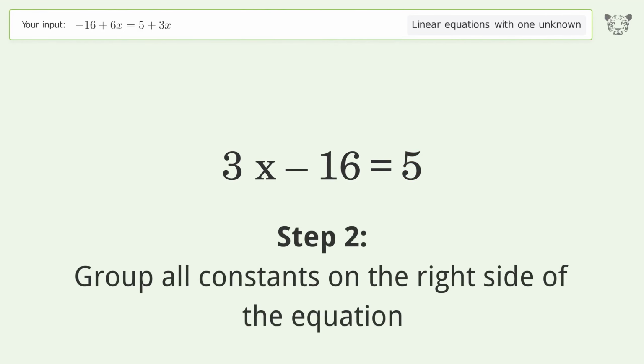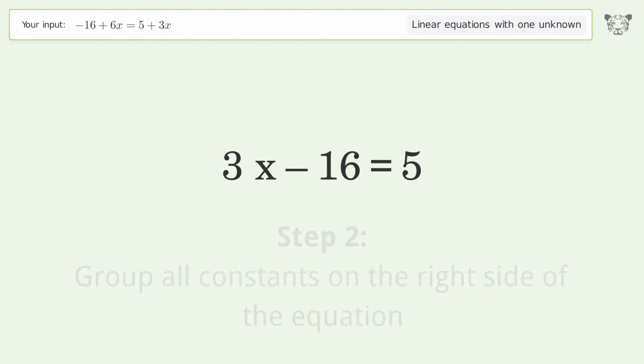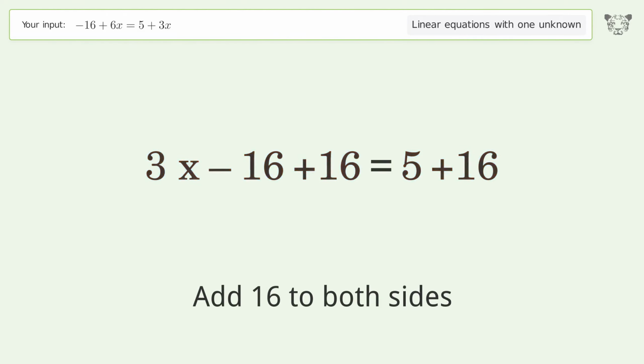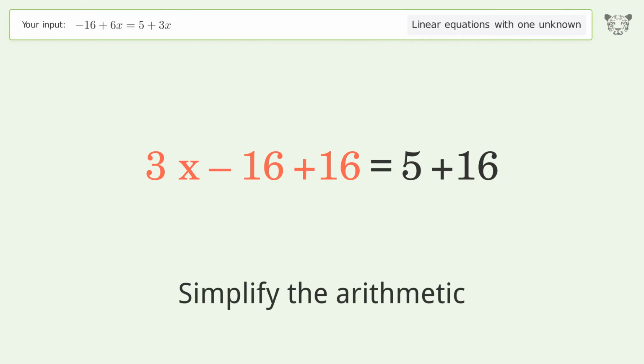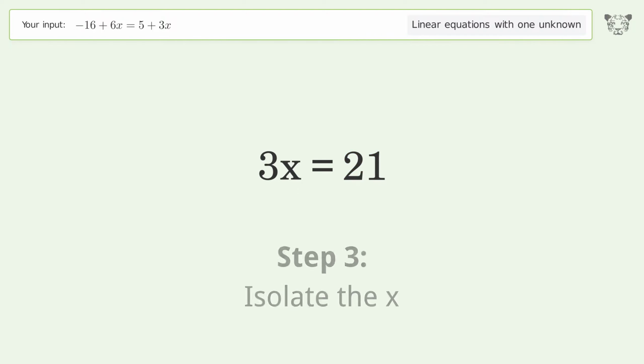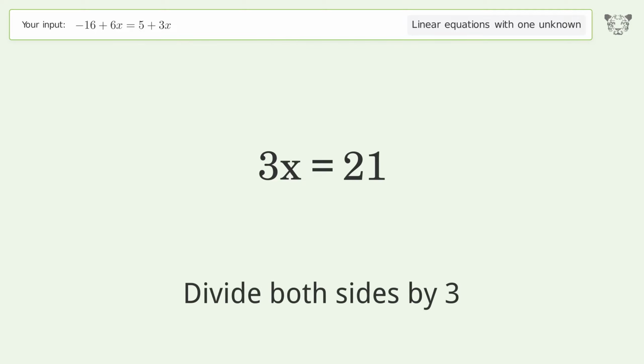Group all constants on the right side of the equation. Add 16 to both sides. Simplify the arithmetic. Isolate the x. Divide both sides by 3.